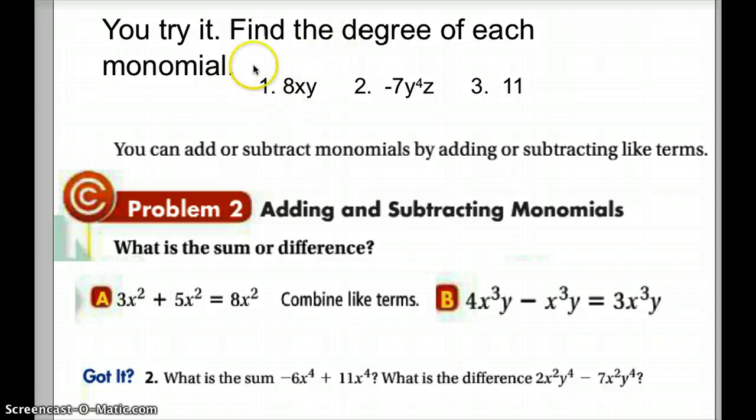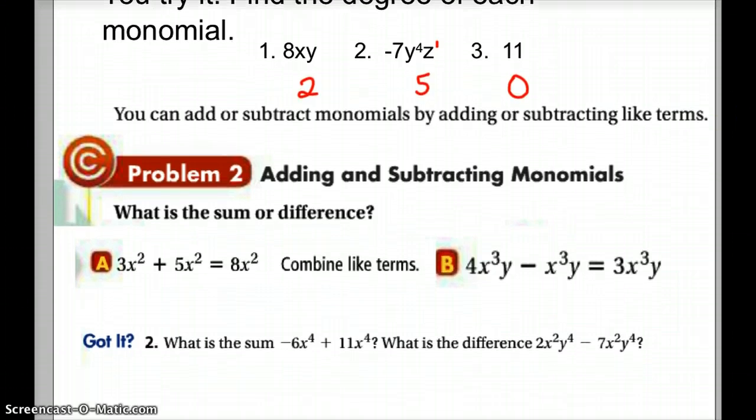Let's see if you can find the degree of each of these monomials, number 1, 2, and 3. Pause a moment and figure that out, and come back and I'll tell you what they are. Okay, hopefully you paused. Number 1, 8, x to the first, y to the first. The degree would be 2. The degree of the next monomial, y to the fourth, and this is z to the first, would be 5. And the degree of 11, of course, is 0.